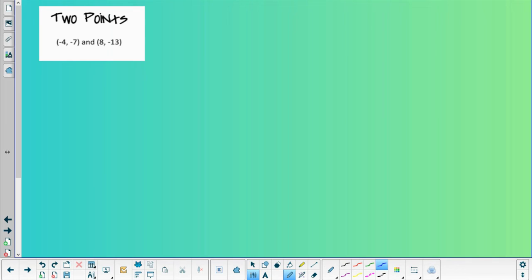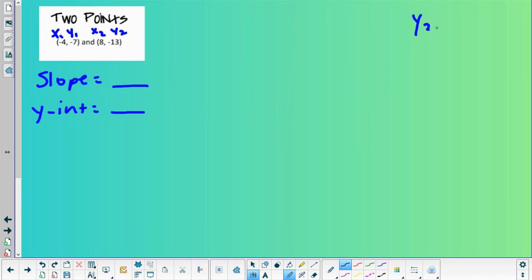So we need to identify what's the slope and what's the y-intercept. So I'm just going to write that over here on the side. Slope equals blank and y-intercept equals what? Okay, well, we know when we have 2 points, we can easily find the slope. So we have our x1, y1, x2, and y2, and we're going to use that equation. Remember, it's y2 minus y1 over x2 minus x1. So our y's are on top, our x's on the bottom. We have our 2's first, then our 1's.